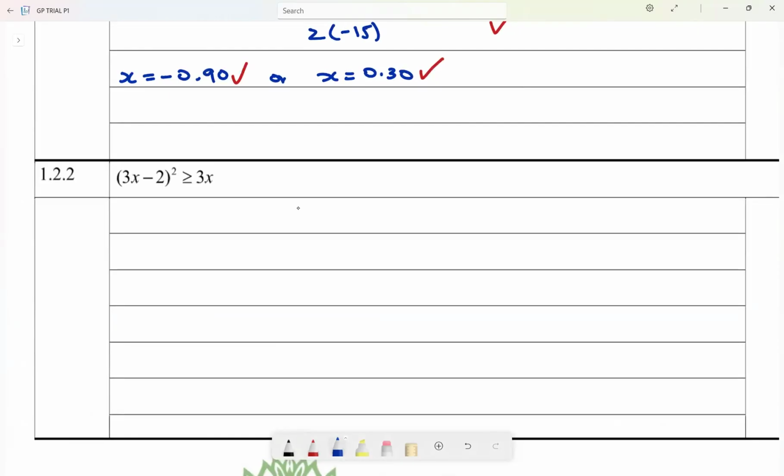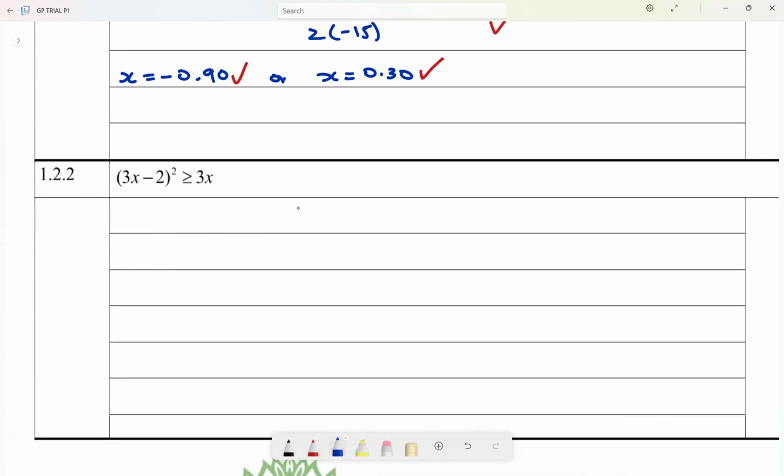3x minus 2 squared is greater or equal to 3x. So I want to believe this is one type of question, quadratic inequalities. So let's try to simplify this. When I simplify this part, I square the first term. Remember, this is the same as 3x minus 2, 3x minus 2.